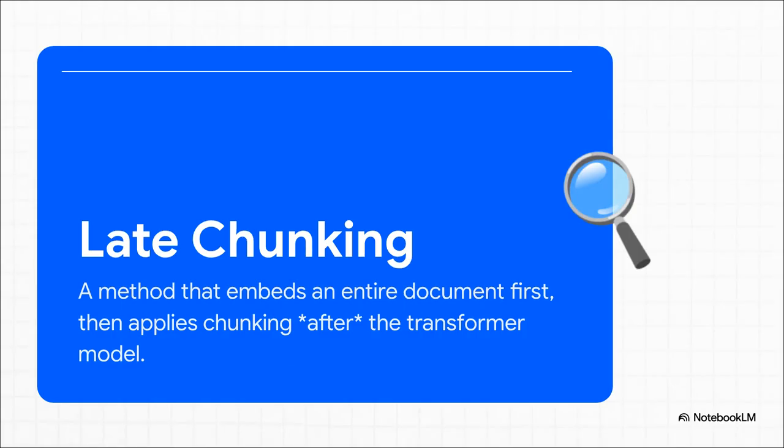So what's the big idea? Well, it completely flips the script on the traditional process. Instead of chunking your text first, late chunking uses a long context model to read the entire document in one go. The actual chunking? That happens way later in the process, after the model has already soaked up all the context from the whole document.